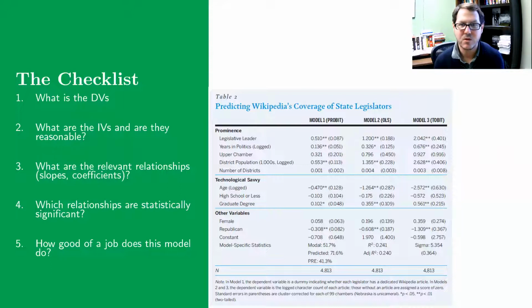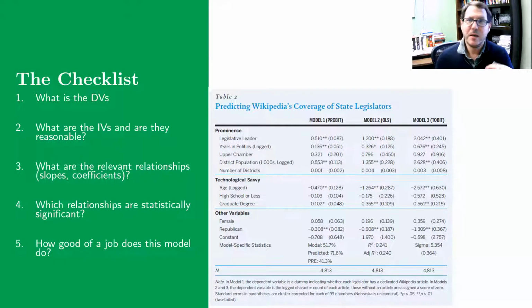Years in politics, logged, right? So going over, again, I see a positive variable. I can sort of say, oh, well, the longer you've been in politics, that sort of pushes up the probability. If I jump down a little bit further, the age of a person seems to reduce their Wikipedia page likelihood. So it's pushing that down. Likewise, if you're a Republican, that seems to push down the likelihood of having a Wikipedia page.